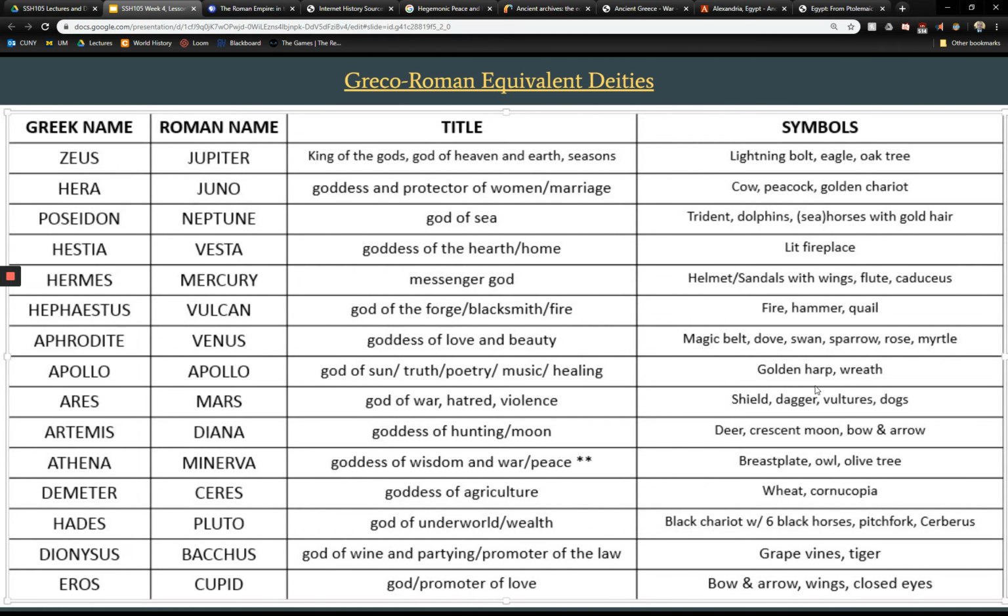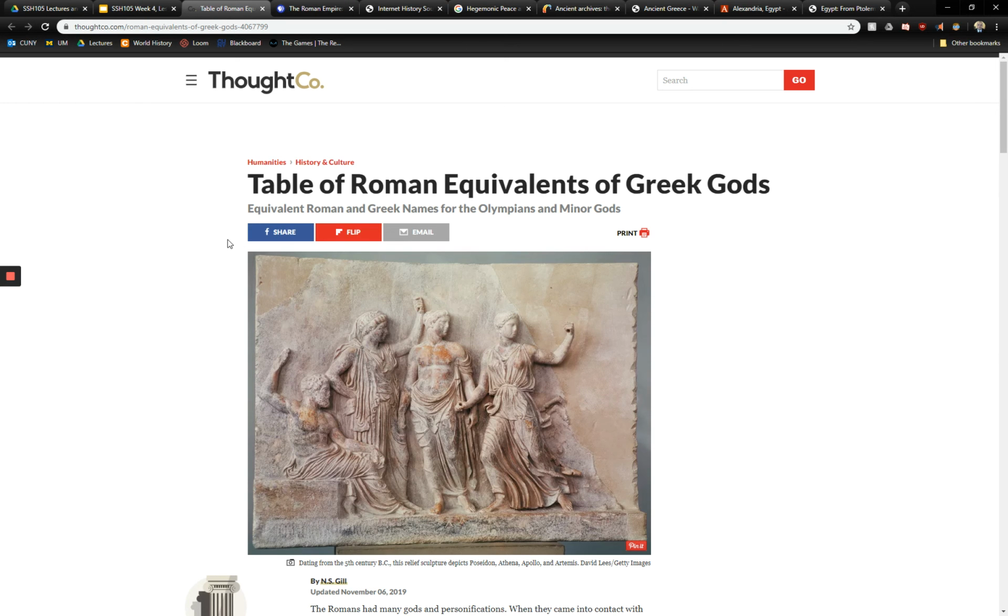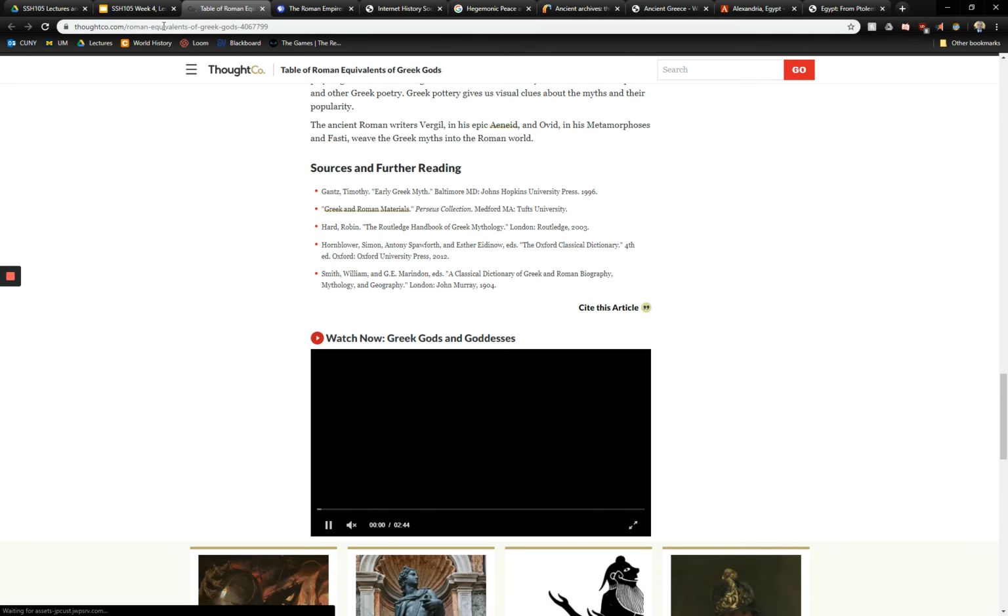Talking about Greco-Roman equivalent deities, a lot of the gods from Greece are adopted by Romans or adapted by Romans. They usually have different names. Apollo is one example of one that has the same name in both. And here you have some of their titles, the things they're related to, as well as their symbolism, which is often the same between the Greek and Roman versions of these gods. You could read more about this here. This is a good comparison of Greek and Roman gods.